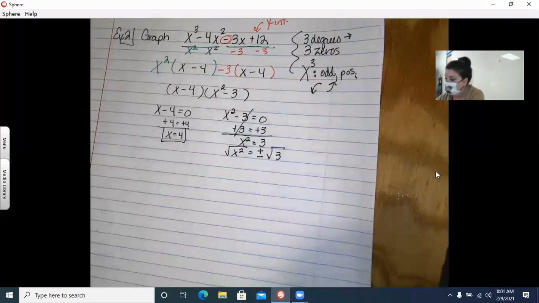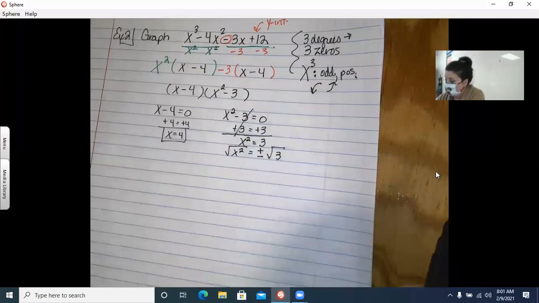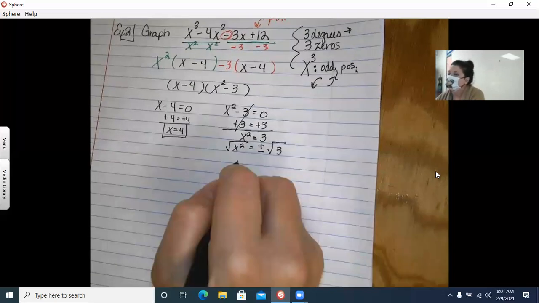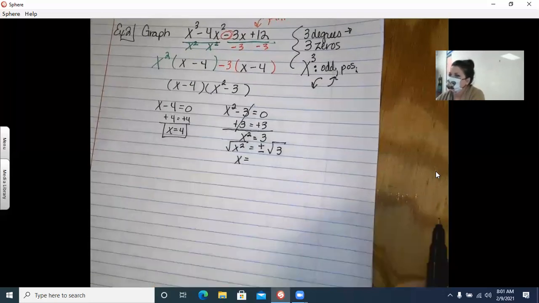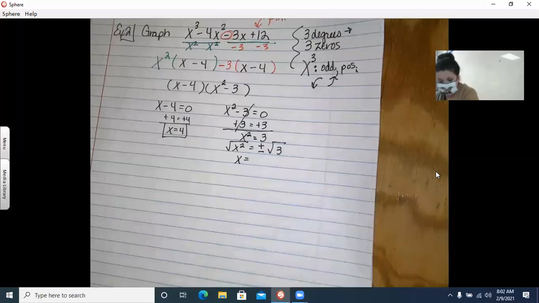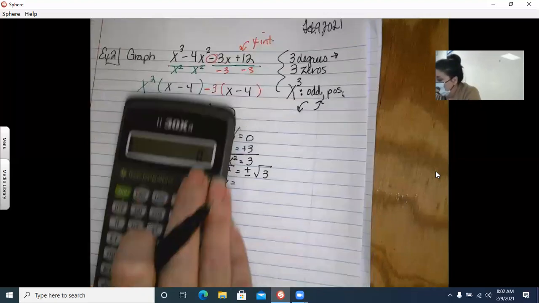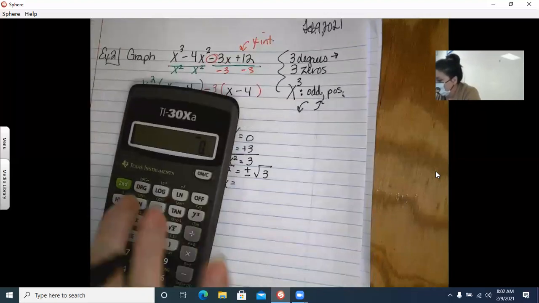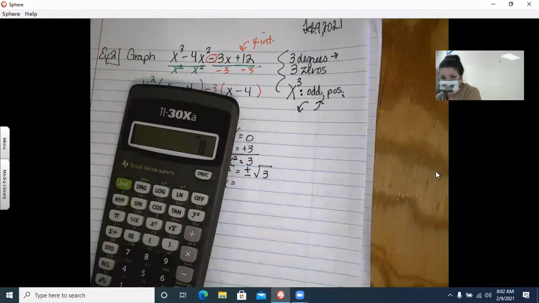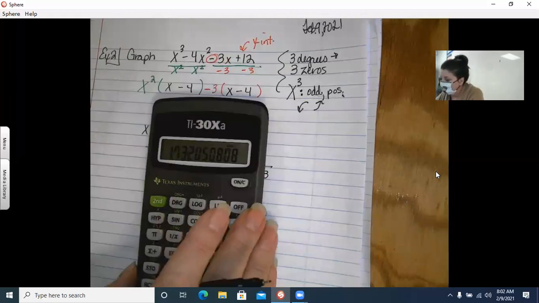What's the square root of x squared? X equals. Now, the square root of 3, is 3 a perfect square? No. Generally, I would just leave it positive, negative square root of 3, like if we were doing the quadratic formula or completing the square or whatever. But since we're graphing this, do you know where the square root of 3 is on your calculator or on your graph? No, so let's put it in our calculator, okay? Now, I know that the square root of 3 is going to be, I think that's 1.7, right? And it is. Positive or negative 1.73.